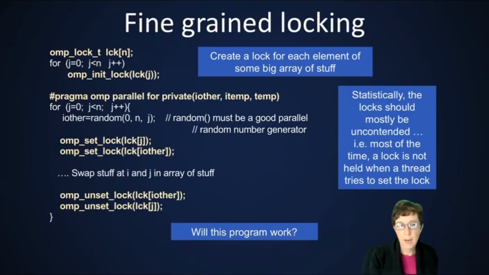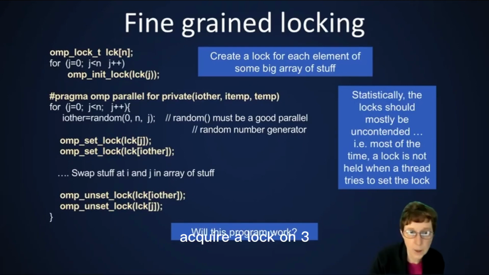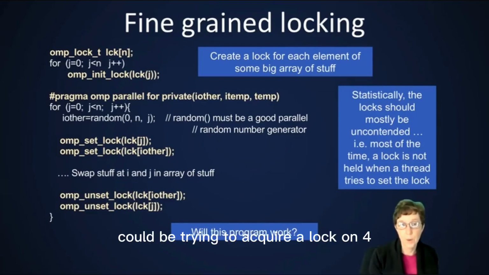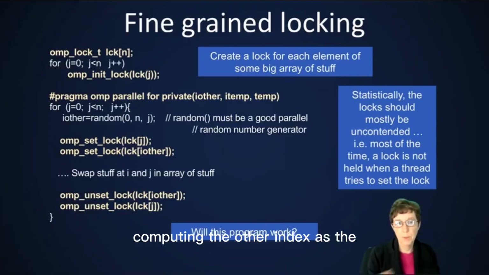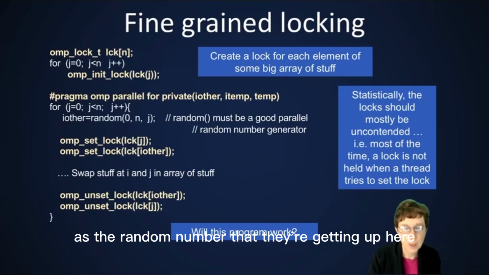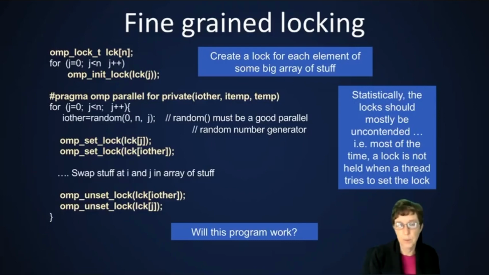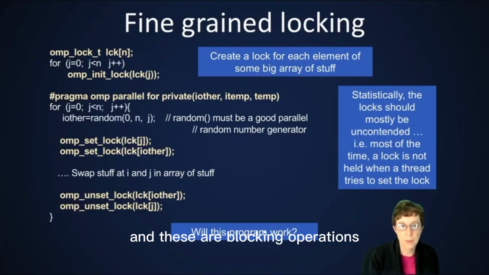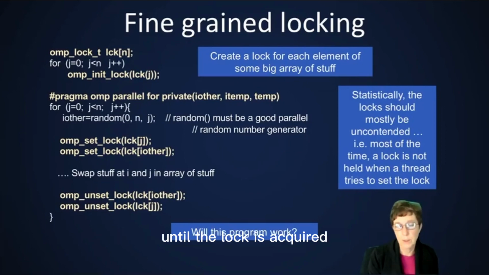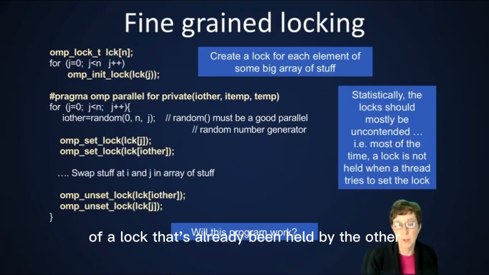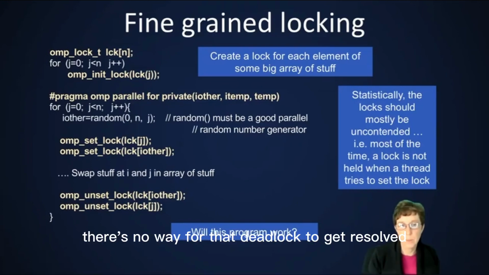But that second one might then be trying to acquire a lock on 3, and the first one could be trying to acquire a lock on 4, if they both happen to collide in terms of computing the other index as the random number that they're getting up here. And so although most of the time this program might work without a deadlock, it can have this problem that they're both trying to acquire the lock. And these are blocking operations. That is, these lock operations will sit there and wait until the lock is acquired. So if both of them are trying to acquire a lock that's already being held by the other, there's no way for that deadlock to get resolved.